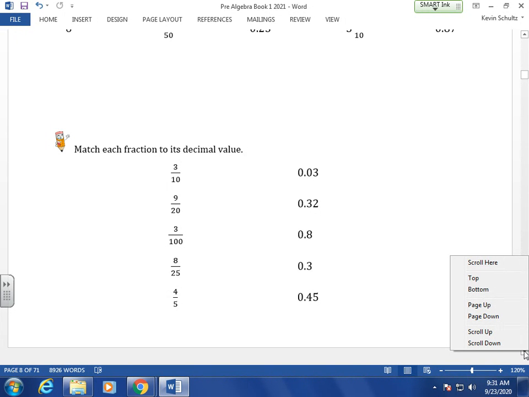Any questions, comments, concerns, complaints, compliments, congratulations, or criticisms? No? Okay. Homework is to finish the page. That is how you math.